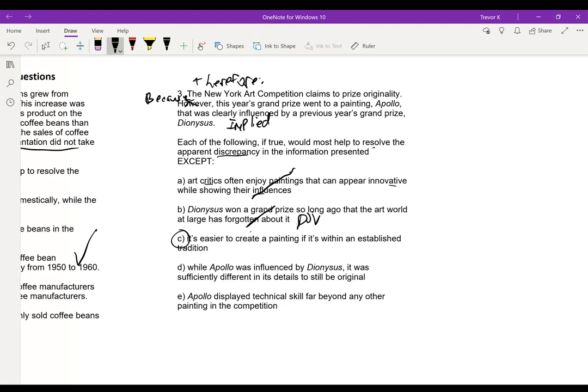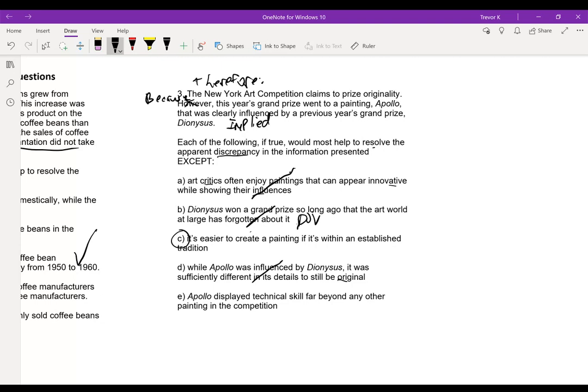All right. Again, if this was the test, I would just select this and move on to the next one so I wouldn't waste time. Because this is a practice situation, I'm not going to do that. All right. D. While Apollo was influenced by Dionysus, it was sufficiently different in its details to still be original. So this would help explain it, right? This is pretty similar to A. Yes, it was influenced, but it was still original. So why would they select it even though they claimed to prize originality? Well, it is original. It's just influenced. So because this would help to resolve it, I crossed it out.